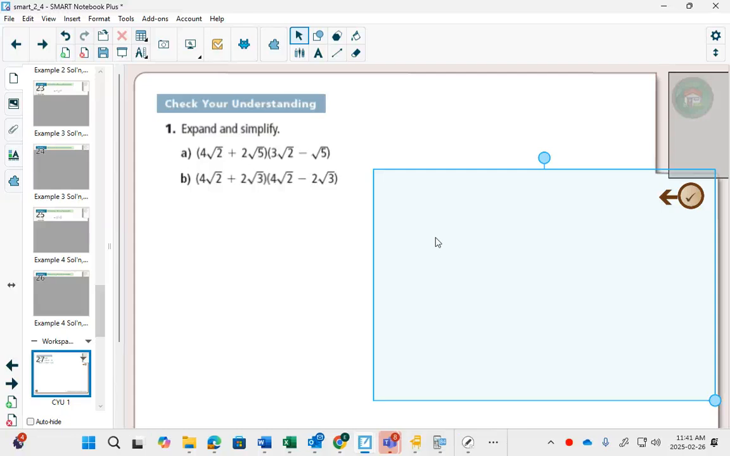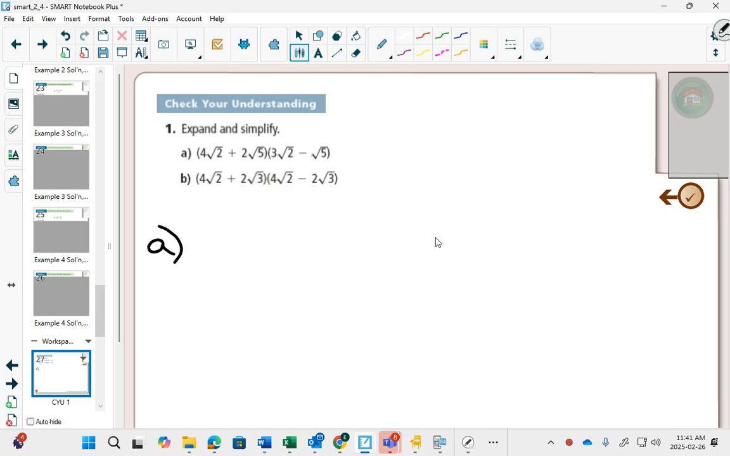So in A, if you had a binomial times a binomial, right? Sometimes we use the word FOIL to remind us that we multiply the first one, so we multiply the outside. But you're basically distributing everything. And if you take your time, and I'm going to take my time here, because it's really easy to make mental math mistakes with square root.